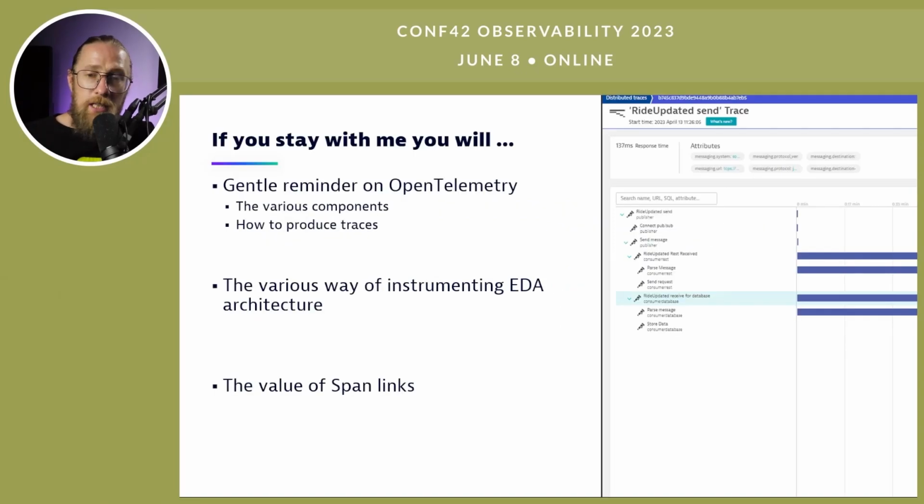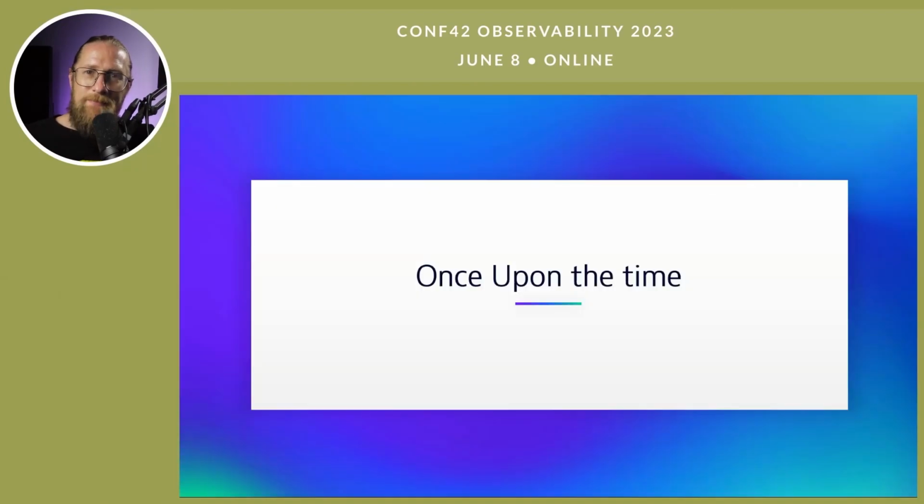All right, so in the next 20 or 30 minutes or so, we're going to talk about a couple of things. First, as you heard in the title, OpenTelemetry. We're going to look at the various components involved in OpenTelemetry and how to produce traces, because today we're going to focus mainly on tracing. Then we're going to jump into our topic of today, which is event-driven architecture, and see the various ways of instrumenting your event-driven architecture application. And of course, you will see that we will have some disadvantages. That's why we're going to jump into span links. We'll explain what span links are and how you can utilize them.